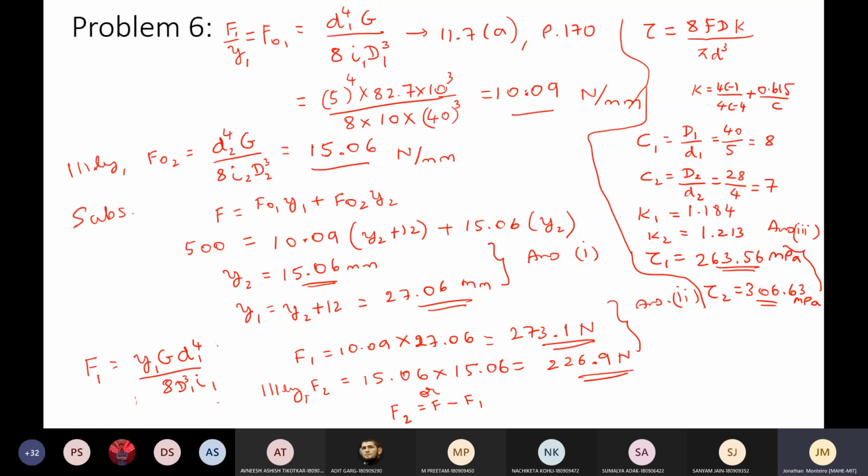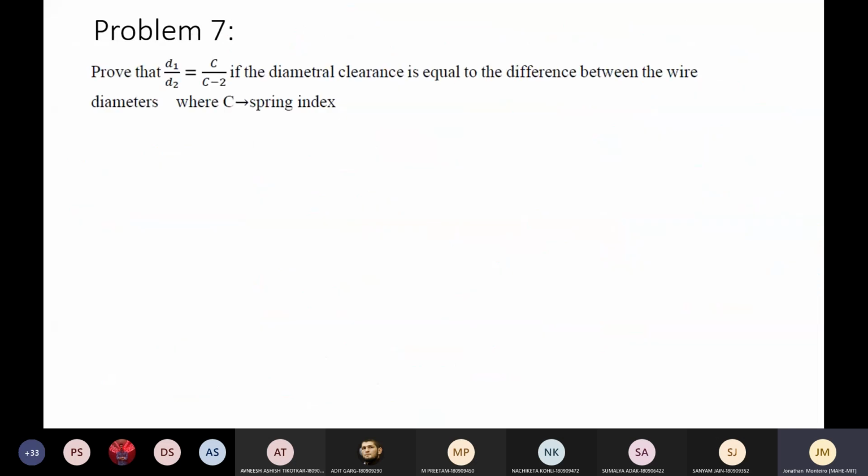Yeah, so I think this problem is understood and completed. We'll go to the next problem. Let's write the problem definition, very small definition. You have to prove that d1 by d2 is equal to c by c minus 2 if the diametral clearance is equal to the difference between wire diameters, where c is a spring index.